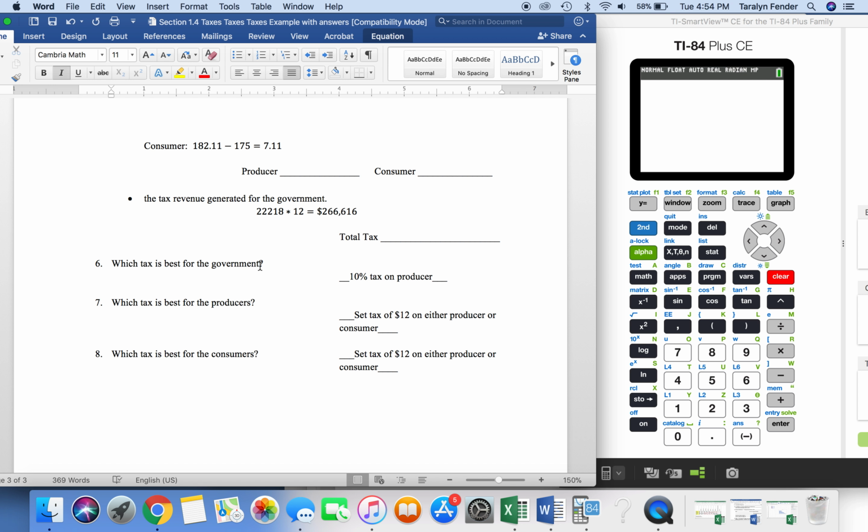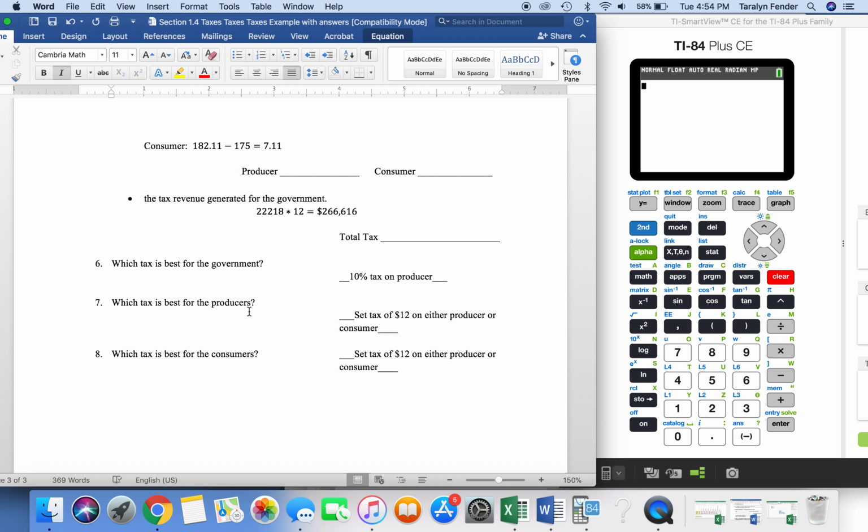Now, we look at what tax is best for the government. We want to know how much money the government got, which was best for the government. So we want the government's money to be the greatest, and you will see that they get more money when the producer has a 10% tax imposed on it. What is best for the producers is when the tax is set for either the producer or the consumer at $12. And what is best for the consumers is exactly the same thing. So set the tax of $12 on either the producer or the consumer.